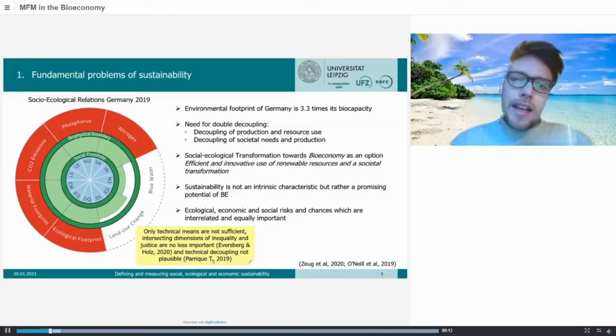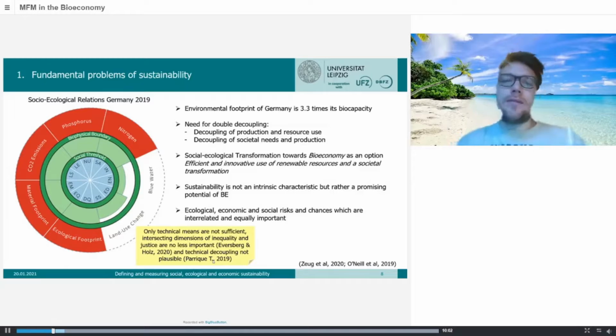So at the end, to tackle this challenge of this factor of 3.3, it is not only technical means which we need to implement, but we also have to address dimensions of inequality, of injustice, and all of that, because additionally, the technical decoupling itself is not plausible. There are just no plausible studies or plausible empirical evidence, a reality where we can see that it is possible only by technical means to make such a factor of 3.3 happen.